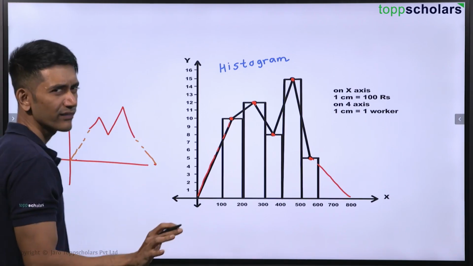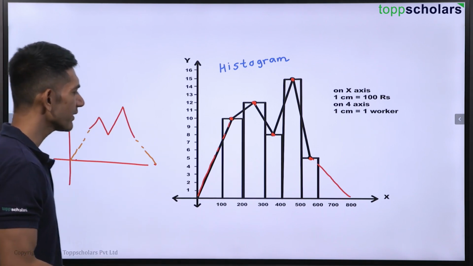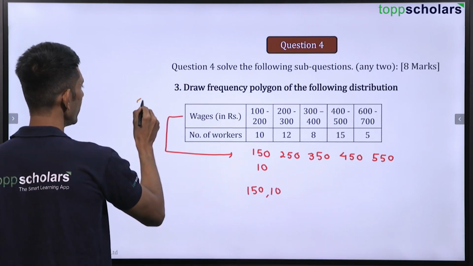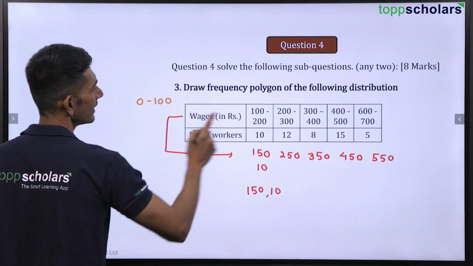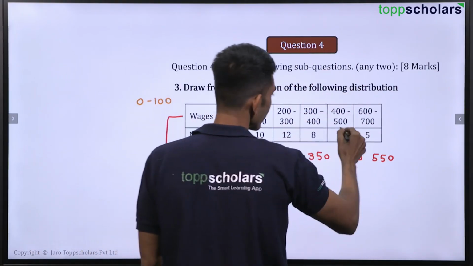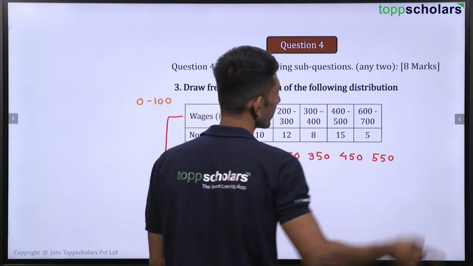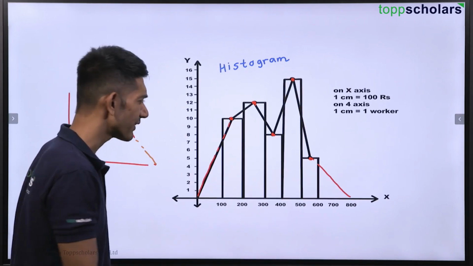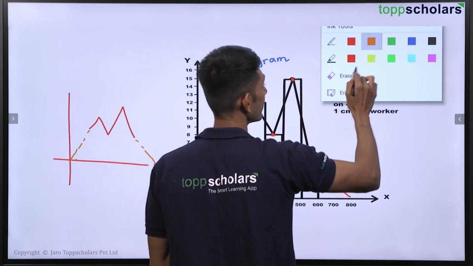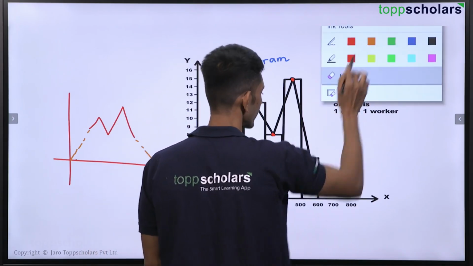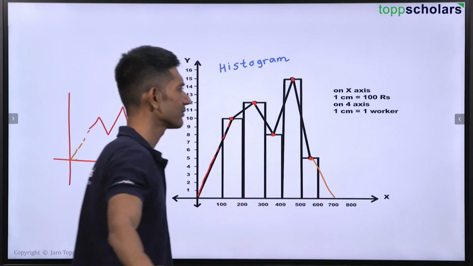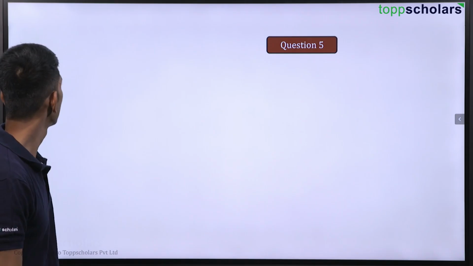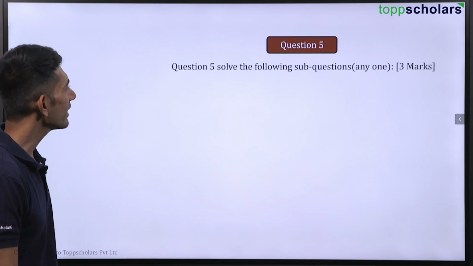I'm very sure you are already aware of this. So the previous frequency and the next frequency also remain important, right? The previous frequency will be 0 to 100 and the next frequency, because this is 400 to 500, is going to be 500 to 600 or say 600 to 700. So just close it at 700. That's how you do it. Perfect. Let's continue. Let's have a look at the next question.